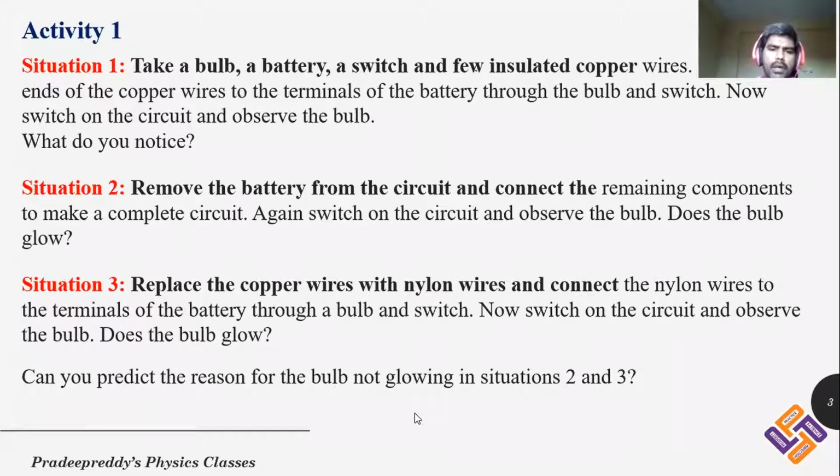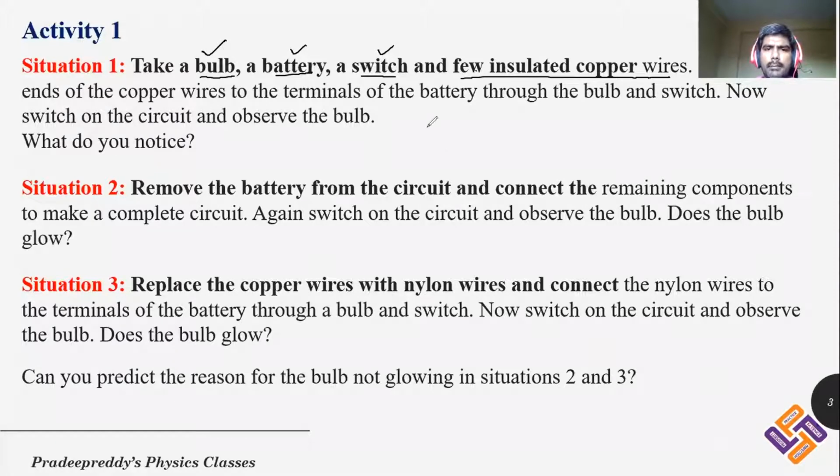So in activity 1, this is situation 1, where you take a bulb, a battery, a switch and a few insulated copper wires. Now connect the ends of the copper wire to the terminals of the battery through the bulb and switch. Now switch on the circuit and observe the bulb. It's a very simple activity, right?